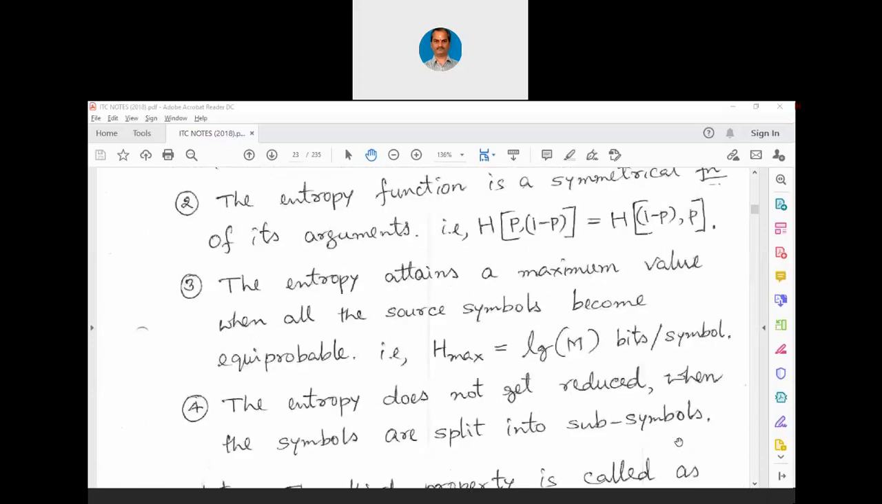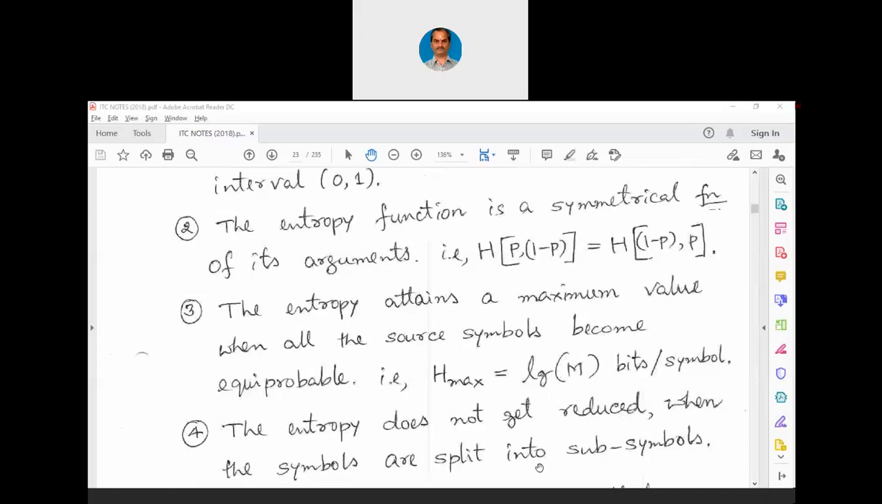The fourth one is that the entropy does not get reduced when the symbols are split into sub-symbols. This is important. For example, we had a discussion of the telegram where we only considered the dot and dash as such, and each alphabet is represented by a sequence of dots and dashes. We did not discuss the message. Let us say "father expired, start immediately." If that message goes, then between F and A there must be a gap, between A and T there must be a gap. That we did not discuss.